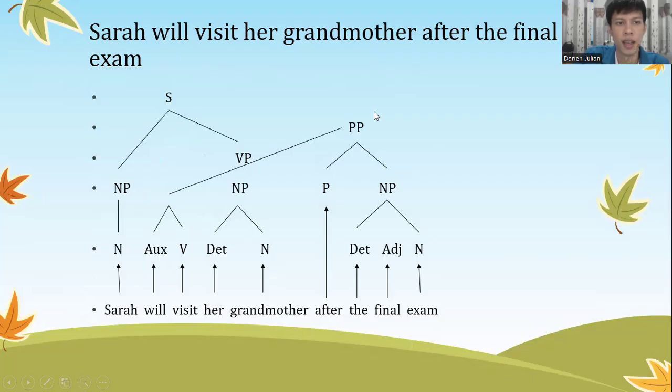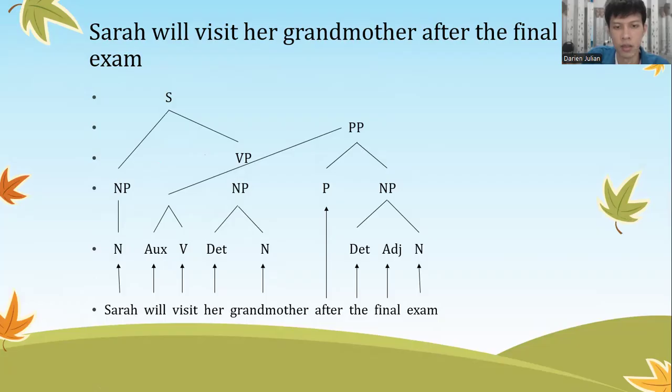Third is: Sarah will visit her grandmother after the final exam. "Sarah" is a noun. Sarah is the noun phrase. "Will" is an auxiliary. "Visit" is a verb. "Her" is a determiner. "Grandmother" is a noun. Her grandmother is a noun phrase.